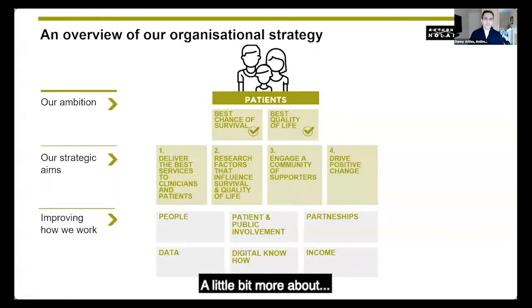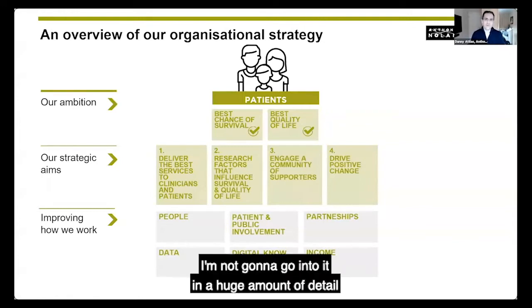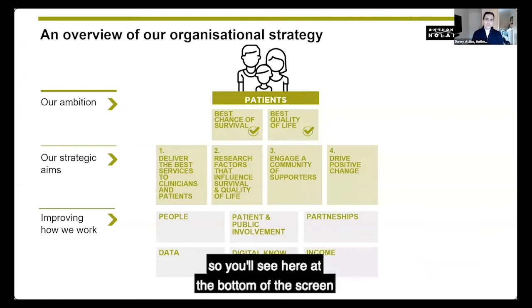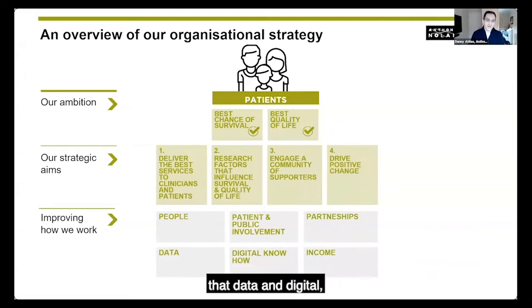A little bit more about, this is Anthony Nolan's strategy. I'm not going to go into it in a huge amount of detail, but clearly, if you are thinking about developing your digital strategy, you have to start with your organizational strategy. You have to have a clear view on what your organizational strategy is. The organizational strategy also needs to reflect your digital ambitions. So you'll see here at the bottom of the screen that data and digital, we call it digital know-how, are core fundamental parts of our overall organizational strategy.